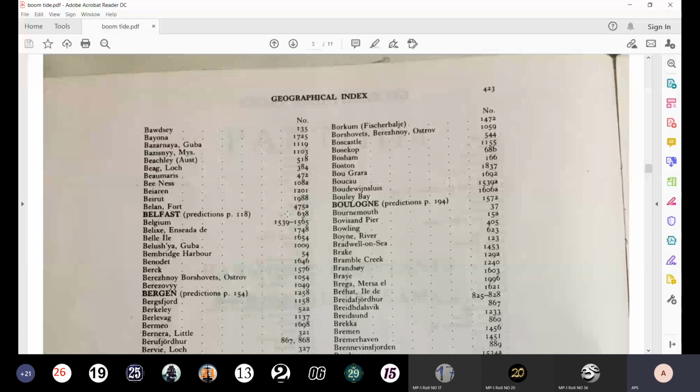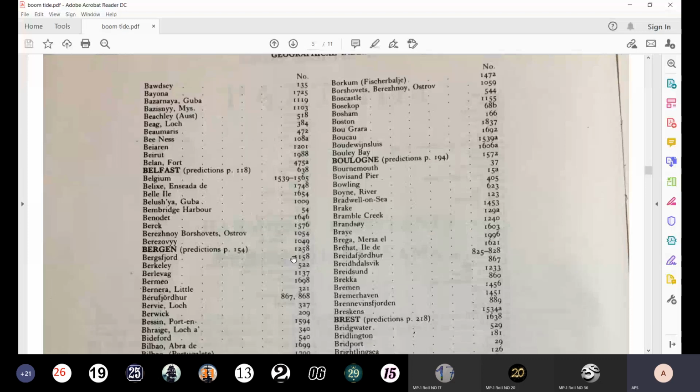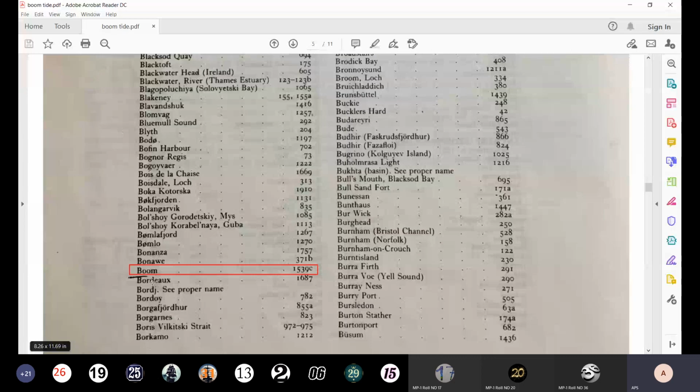Otherwise, on the right hand side, what you are going to find is the port number. This is not page number, this is port number. So let's see, Boom is showing up here on this page number 423 of volume 1. So it is there. Boom. Where did we find? In volume 1 in geographical index. So here they have given the port number 1539 small c. So we'll see what is that small c.